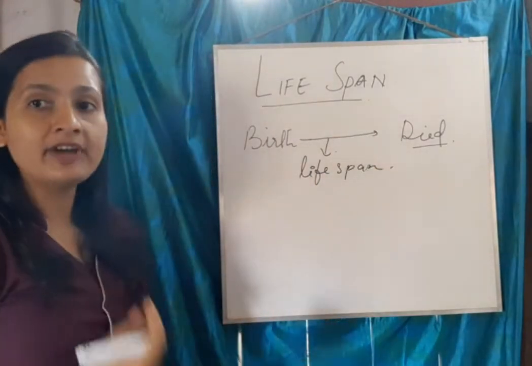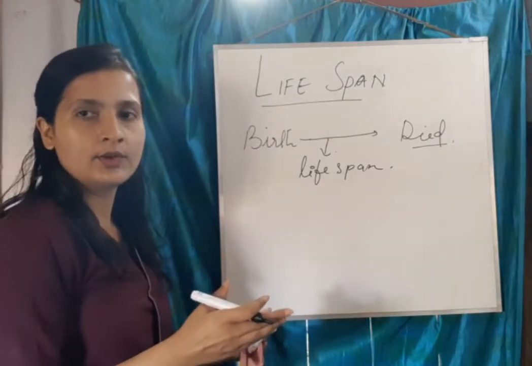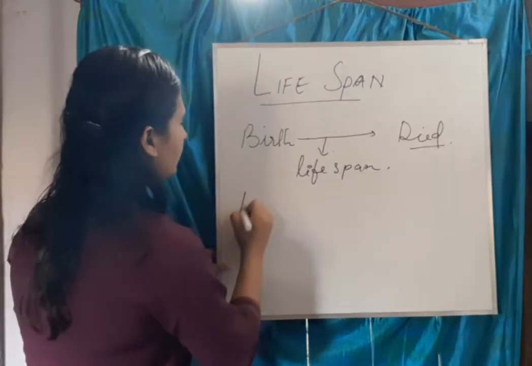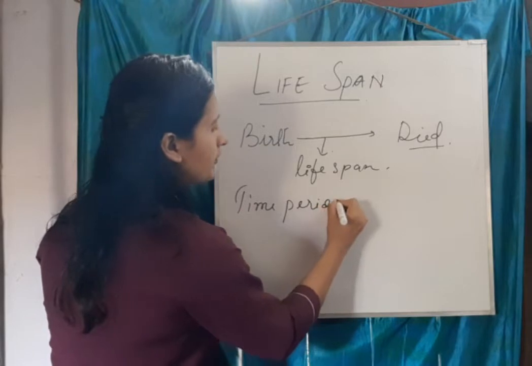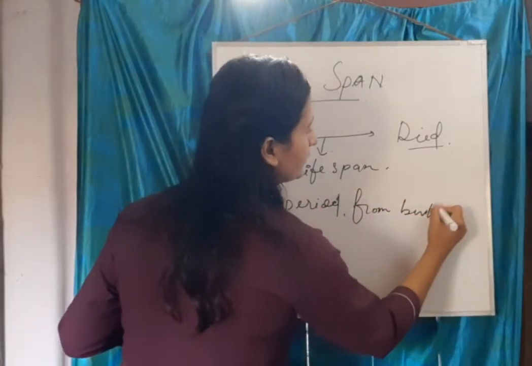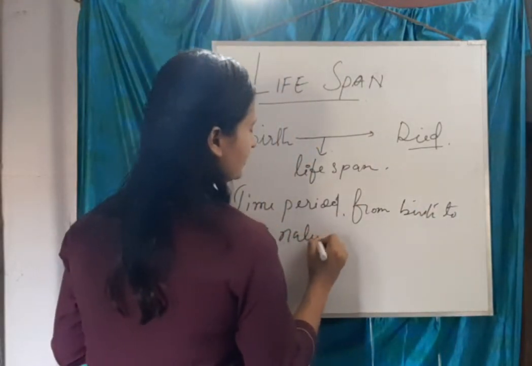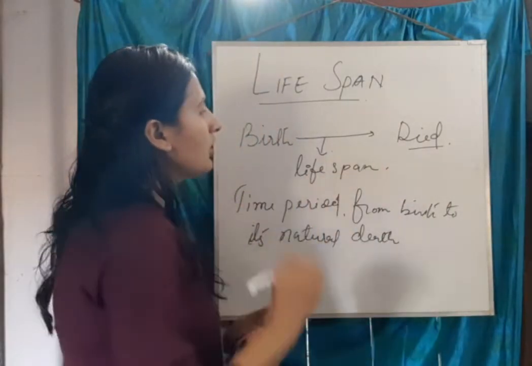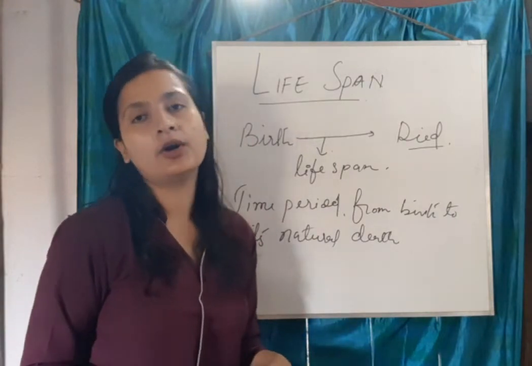So you can define lifespan as the time period from birth to its natural death, which is known as the lifespan of an organism.